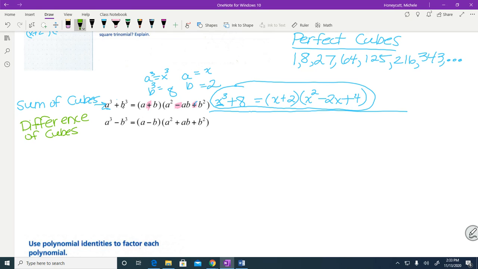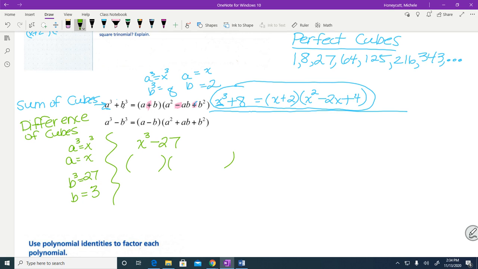So let's say I had x cubed minus 27. x cubed is a perfect cube. 27 is a perfect cube. So my a cubed would be x cubed, which would mean that my a would just be x. And if b cubed is the 27, then b would be the cube root of 27, which is 3. So once you've identified all the a cubes and the a's and the b cubes and the b's, then over to the side, I can factor this out.